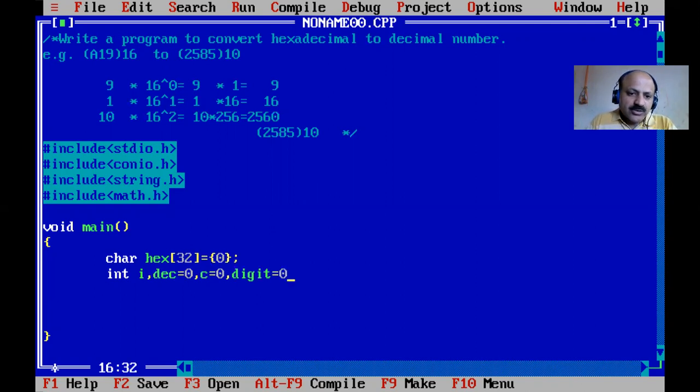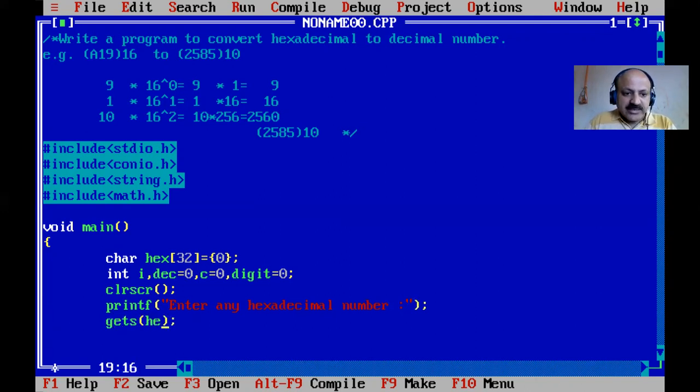So, let us check. There are four integer variables and one character 1D array for hex. So let us first clear the screen, and we can take one number from the user. Here, one message: enter any hexadecimal number. And for that number, I use gets directly, because that is a 1D array, so we can say hex.